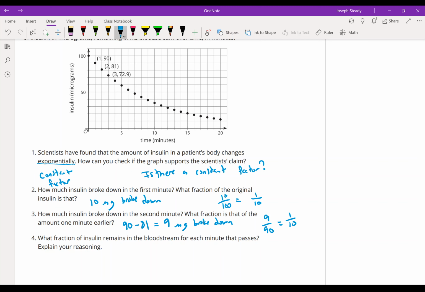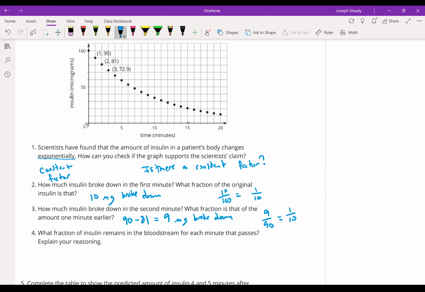What fraction of the insulin remains in the bloodstream for each minute that passes? So we can check one more here. If we go from 81 down to 72.9, that, if I pull out a calculator, is going to be a drop of 8.1 micrograms. And 8.1 out of the 81 that was there means that they again lost 1/10 of the insulin during that minute.